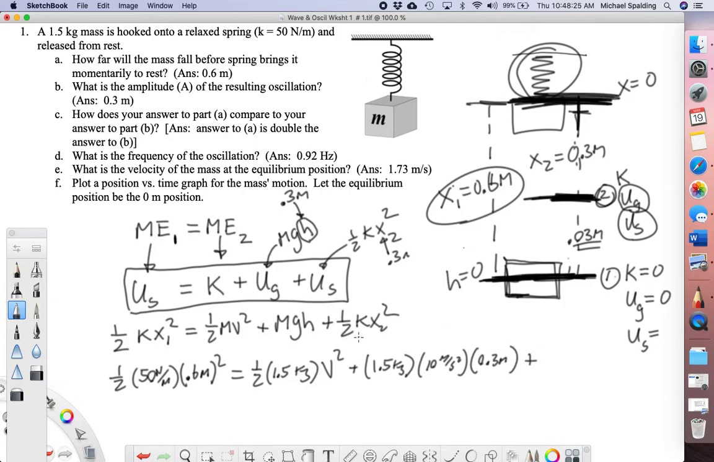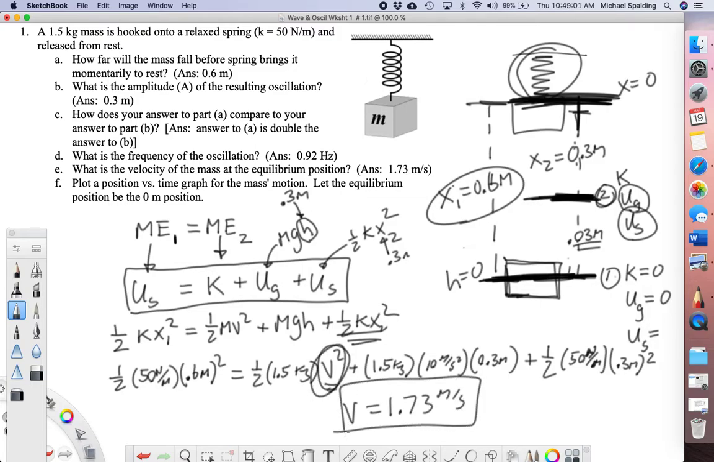And then last part, this part right here, 1/2 K newton per meter. X squared, the x there is 0.3. Don't forget to square that. And now, the only thing missing is velocity. So if you solve this algebra out, velocity comes out as 1.73 meter per second. You're just solving for v right there.